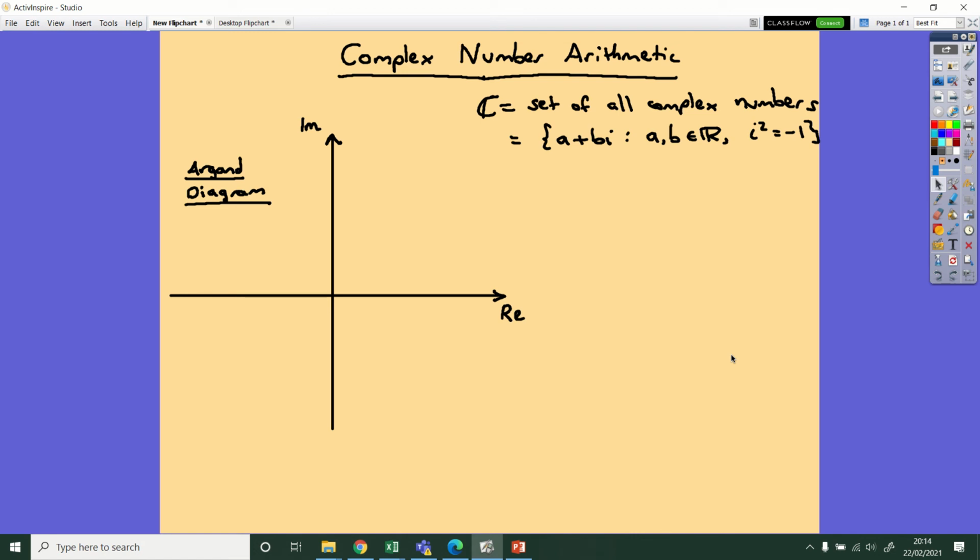This video is going to review complex number arithmetic. We're going to do a bit of revision of the notation that we use when we're talking about complex numbers, and then I'll do a quick summary as to how to use an Argand diagram.